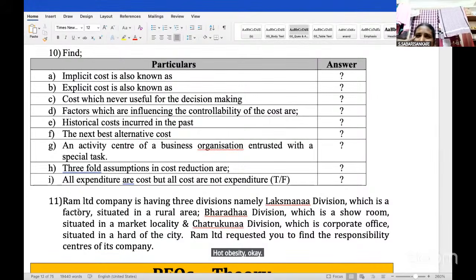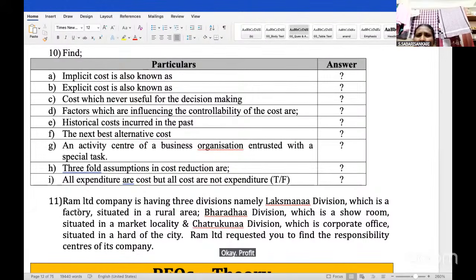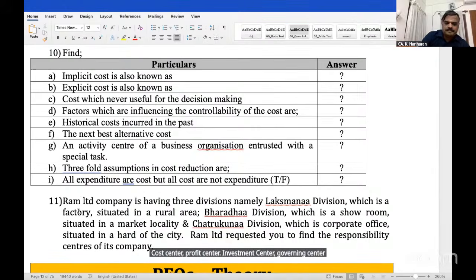Now, we have to identify the responsibility center. The responsibility center consists of cost center, profit center, investment center, revenue center.